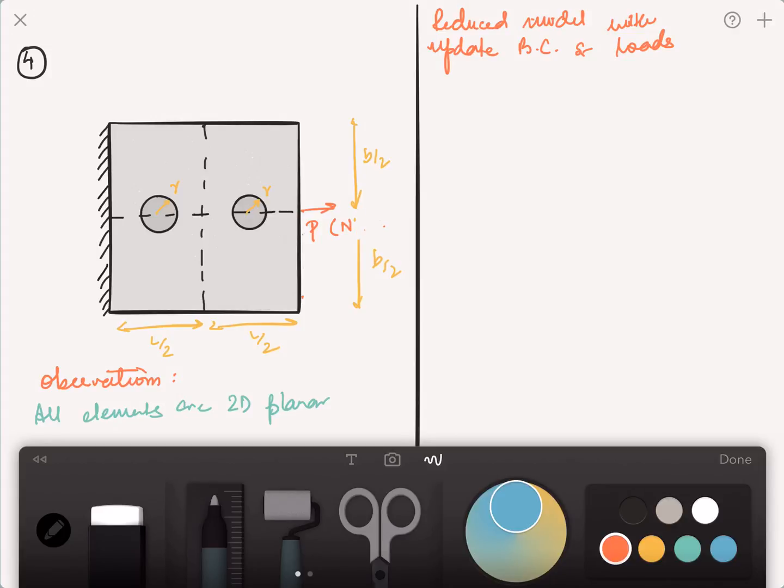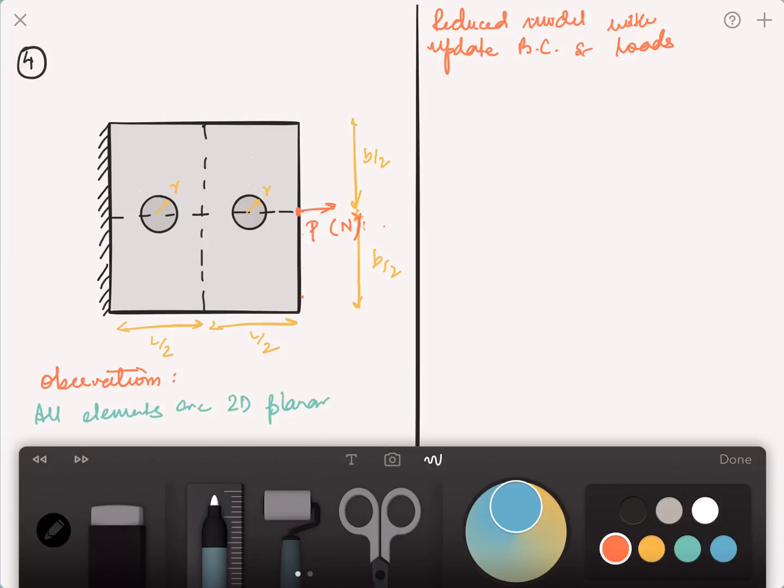which is acting exactly at the center of this right edge, which is divided by b by 2. You have a certain length and there is a fixed boundary condition on the left side here. The important observation here is that they are all 2D planar, so again the thickness is a number that you add into the program.